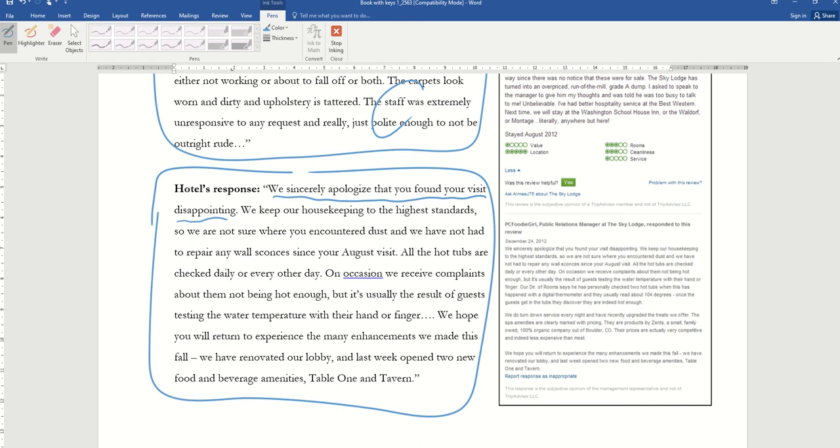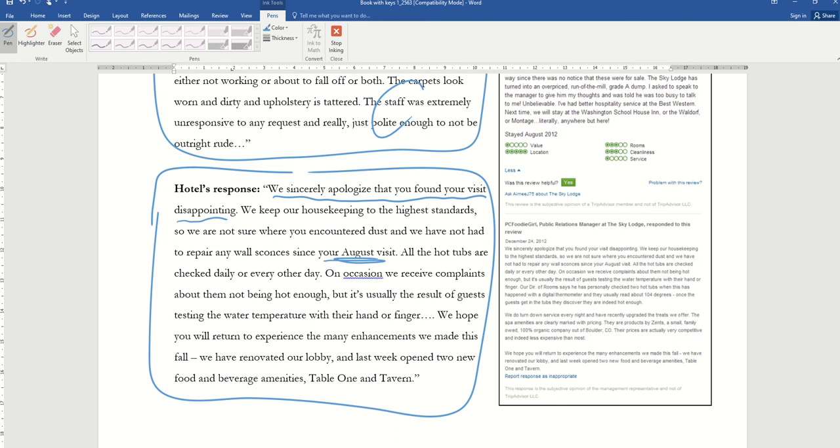And no repair, no construction in August during your visit. All the hot tubs are checked daily or every other day. On occasion, we receive complaints about them not being hot, but it's usually the result of guests testing the water temperature with their hand or finger. We hope you will return to experience the many enhancements we made this fall.